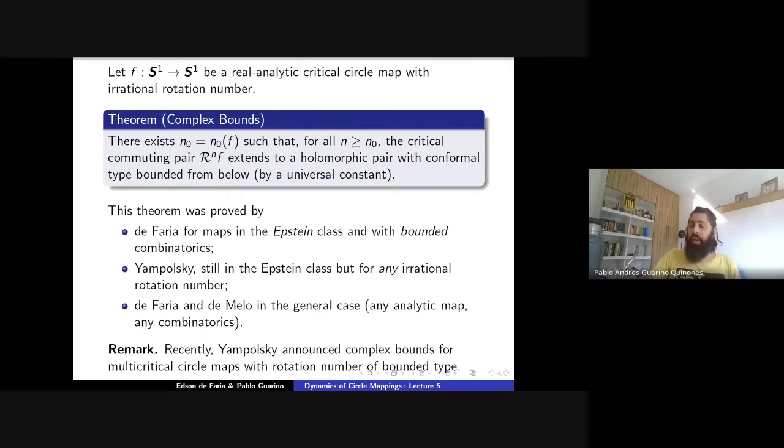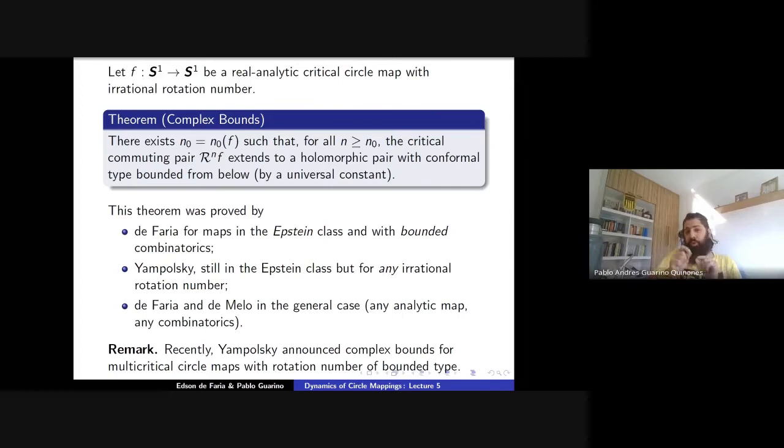But still, let me say that the idea of the proof is the same that we are presenting in this book, the same that I will discuss here. It's the same that was present, for instance, in this first work by Misha in the late 90s. Of course, with more details to deal with because you have these new critical points, but some of the tools that I will present right now are also present in this recent development. Okay, so this was the statement of the complex bounds.